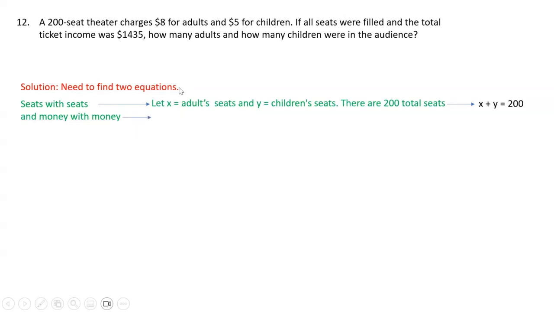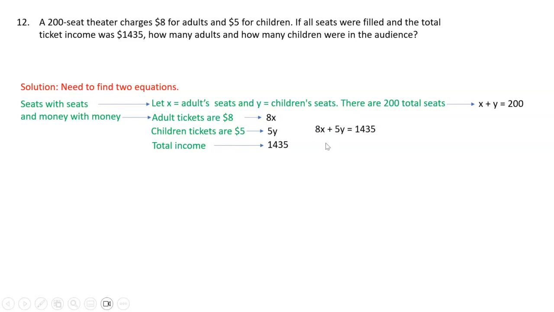Now here we're going to do money with money. The adult tickets are $8, and X represents adults, so this gives us 8X. The children's tickets are $5, and since Y represents children's seats, that gives us 5Y. The total income, money with money, is 1,435. So we put them together: 8X plus 5Y equals 1,435. So I found both equations.